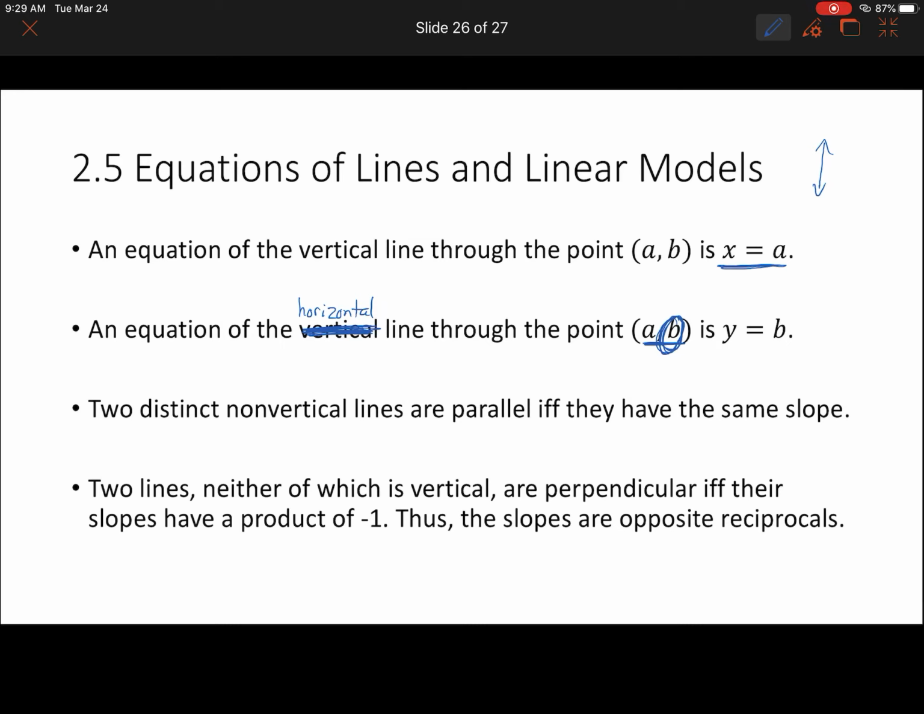Now, that leads us into the next part. We've talked about slope a good bit and writing equations. And so we need to talk about parallel and perpendicular lines. Two distinct non-vertical lines are parallel if and only if, that's what this IFF stands for, they have the same slope. It also means that if two lines have the same slope, they have to be parallel. So it's important to understand what parallel lines are.